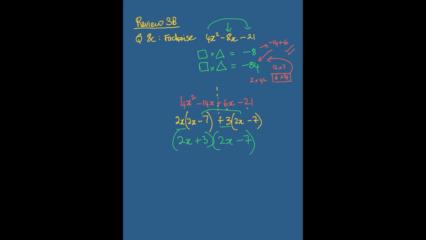Now always double check, so let's go through the process. 2x times 2x is equal to 4x squared. So far so good. 2x times negative, so -14x, and then this way plus 6x, and then this way minus 21. Yay!